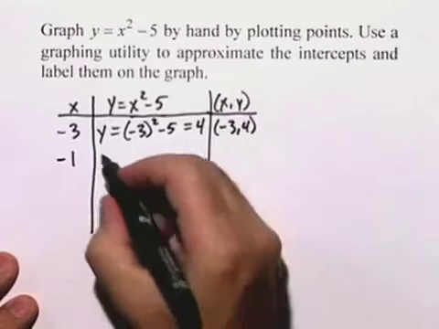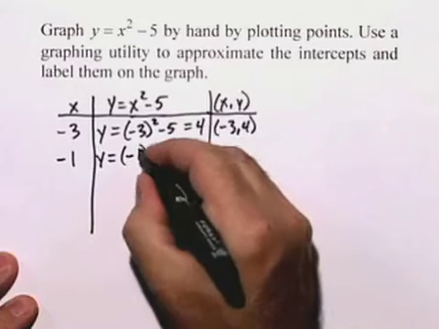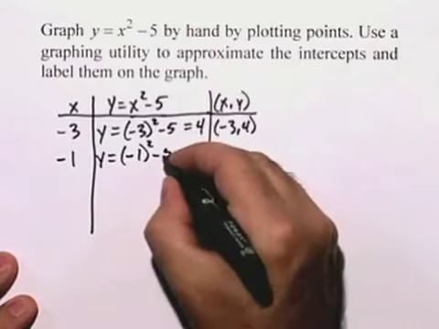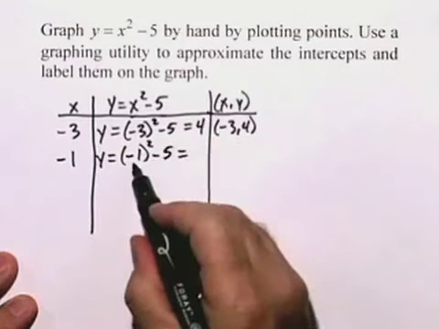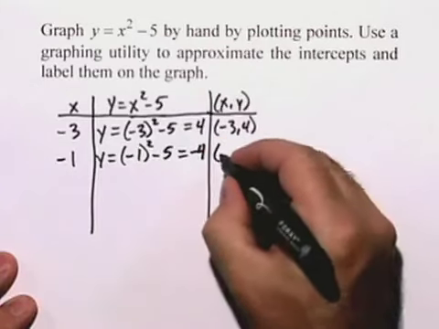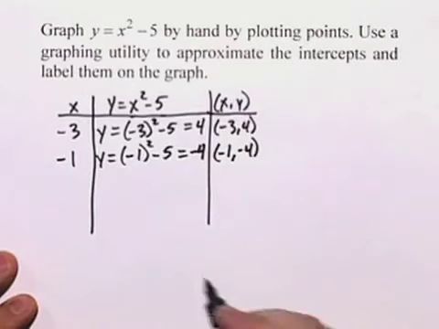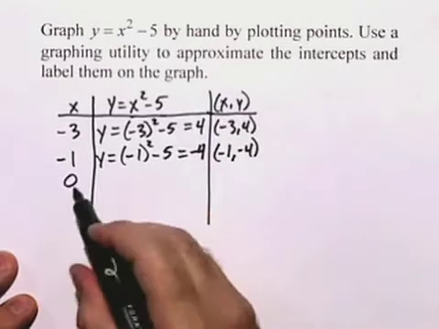If we let x equal -1, again evaluating to find the value for y, we get -1 squared minus 5. -1 squared is 1. 1 minus 5 is -4. So the point -1, -4 is on the graph. Pick a few more points.